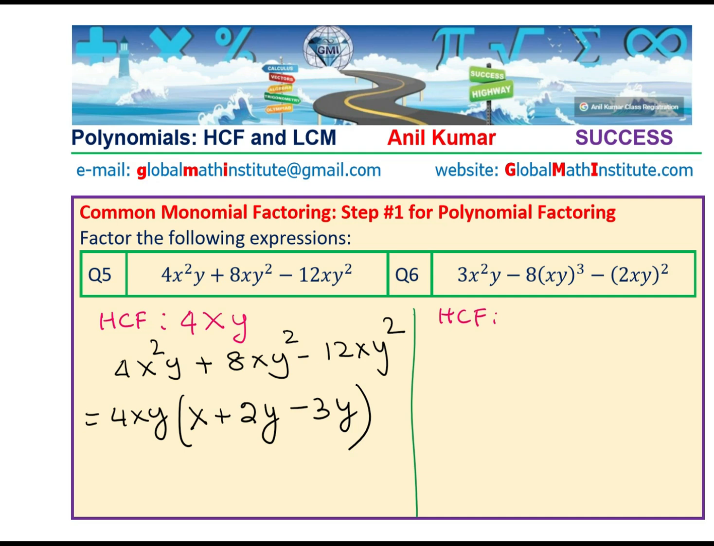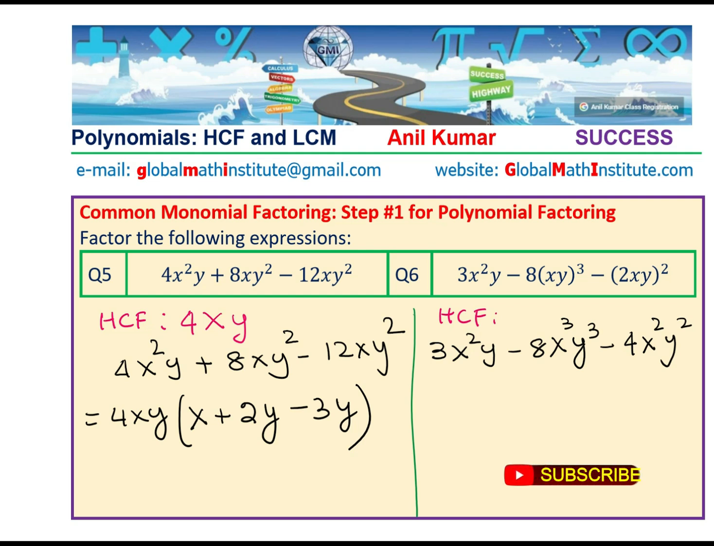So instead of jumping, let us rewrite the question. We have 3x square y minus 8 x cube y cube. When x and y both are cube, you write x cube, y cube. Do you understand? This cube is on both x and y. Minus 2 square means 4, x square, y square. So you're going to square each term within the bracket. 2 also gets squared and it becomes 4. So what we get here is 3 x square y minus 8 x cube y cube minus 4 x square y square.